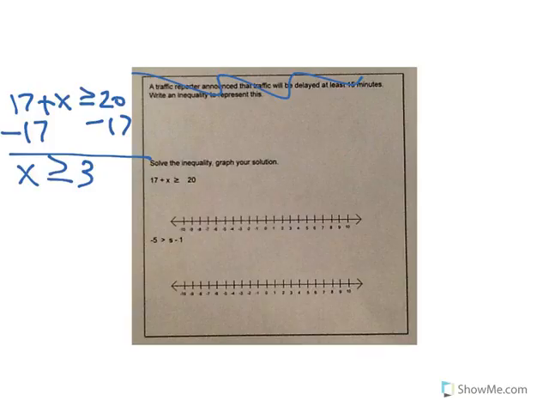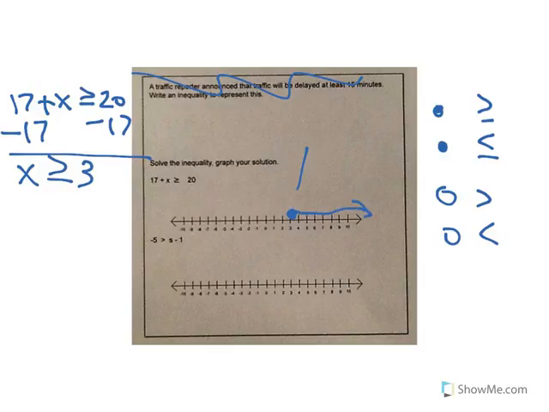Now we plot that point. It's going to be on 3, but it's a filled in circle. Filled in circles are for greater than or equal to or less than or equal to. Open circles are when you have greater than or less than. The open circle indicates that the point that you're starting on is not a solution. So what I just did here says that 3 is a solution. Now I just need to have it pointed in the right way. x is greater than or equal to 3, so I'm going to go this way.